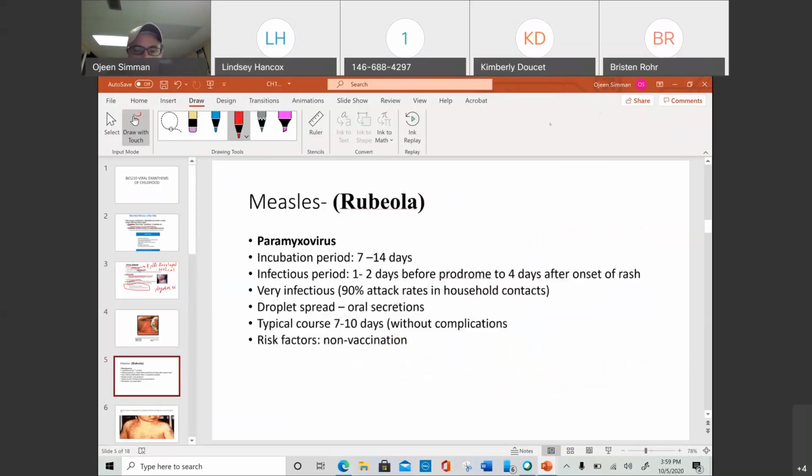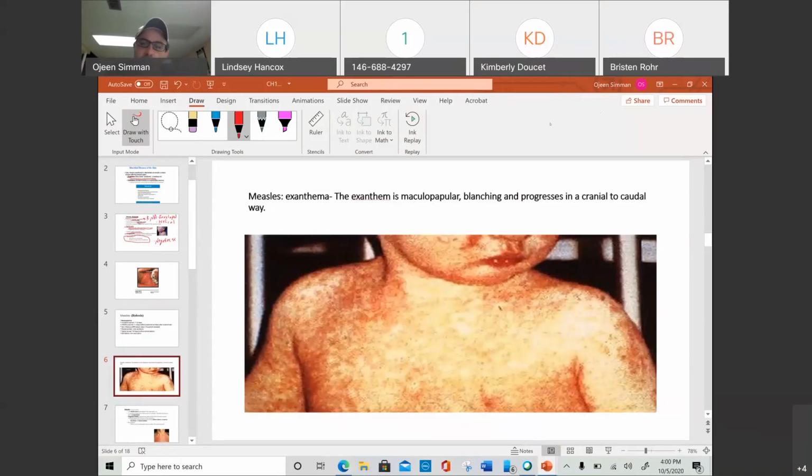Now, the rash usually starts on the face. The rash is described as a maculopapular blanching rash, and it progresses in a cranial to caudal fashion, meaning that it starts on the face first and then it moves down.